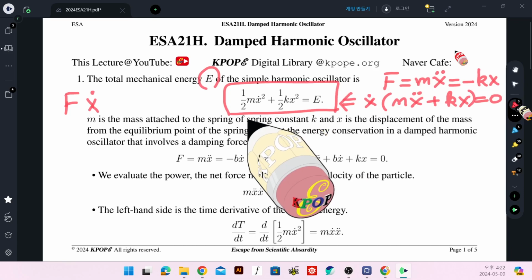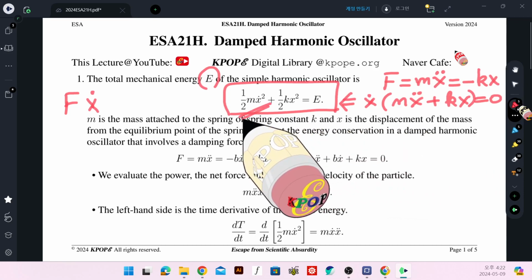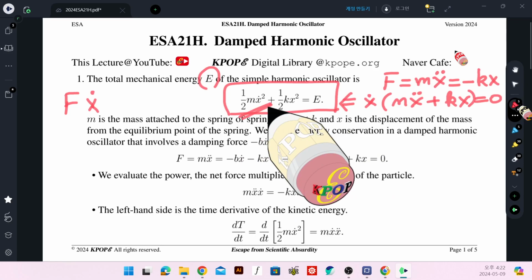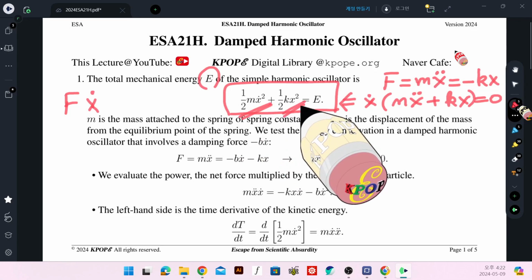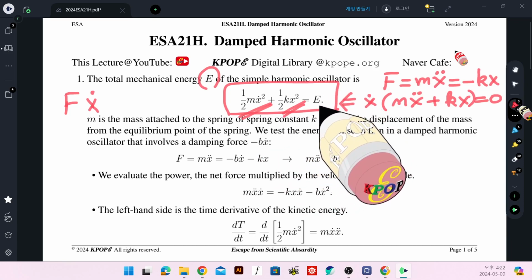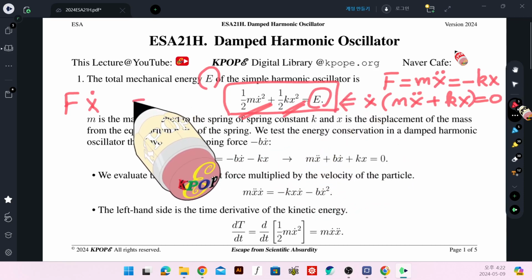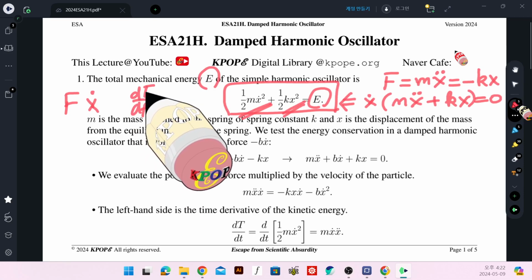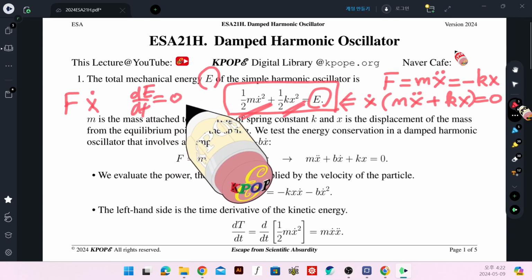The first term is the kinetic energy. The second term is the potential energy. The sum of the kinetic energy and the potential energy is constant during the motion. That means its time derivative is always 0.